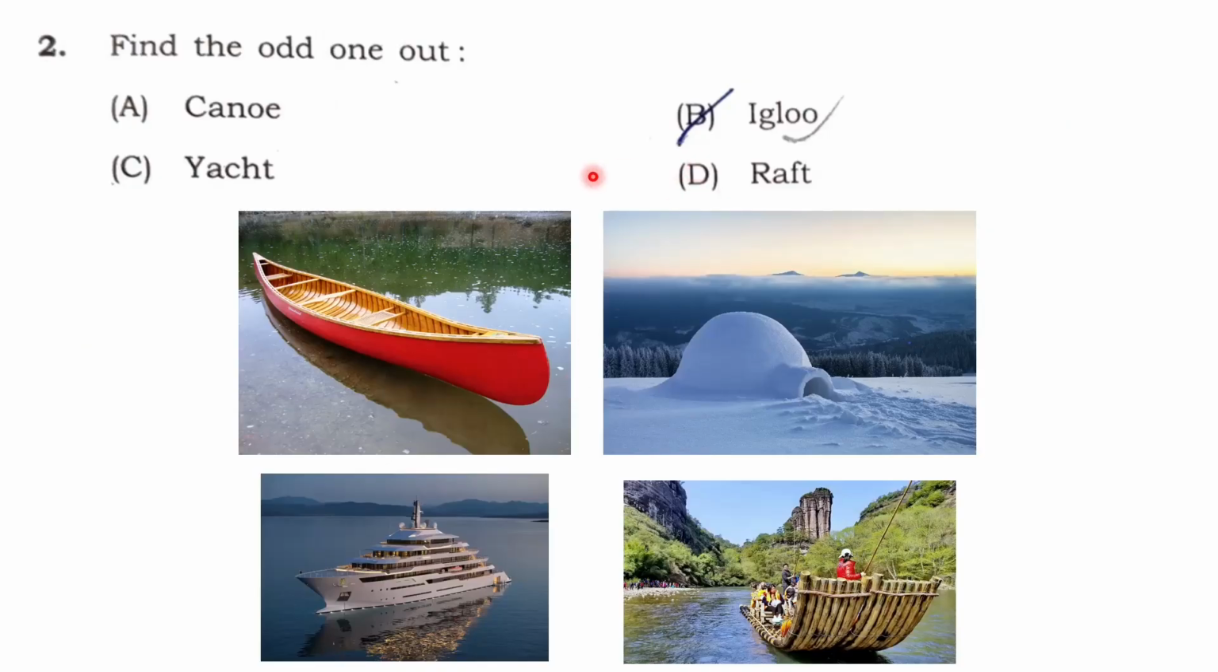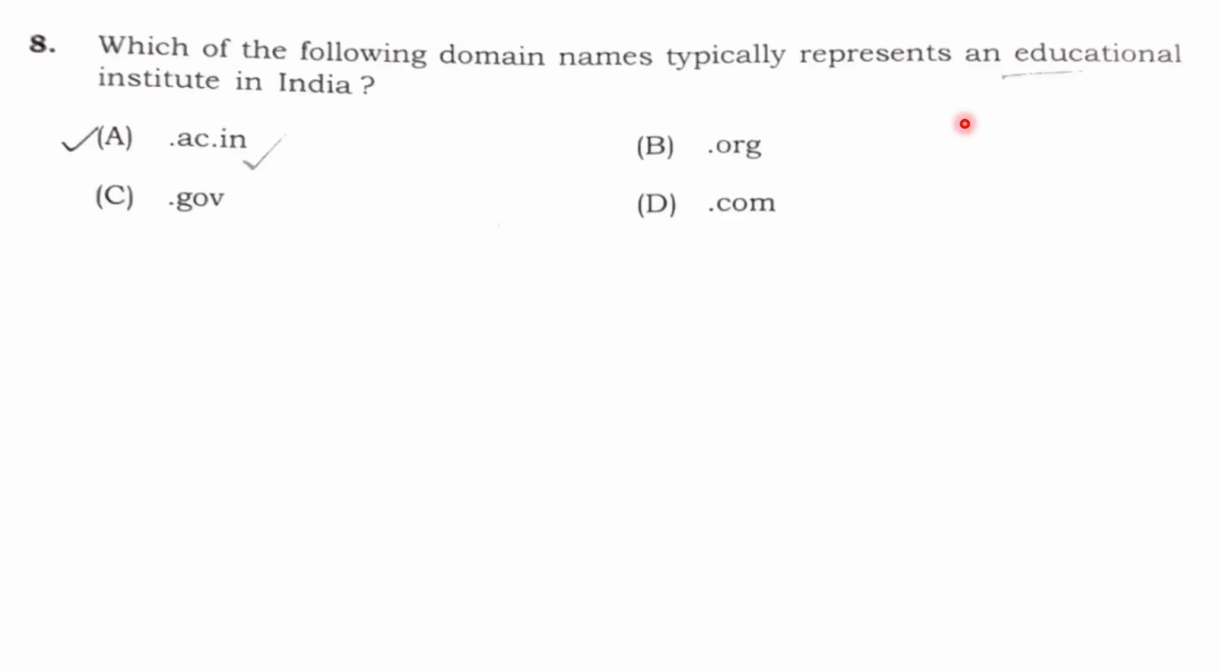The next question is to find the odd one out. Here there are a few examples: canoe, yacht, raft and igloo. We can see that canoe, yacht and raft are vehicles with which people travel from one place to another. They are carriages, while igloo is a stay. Therefore igloo is the odd one out in this question.